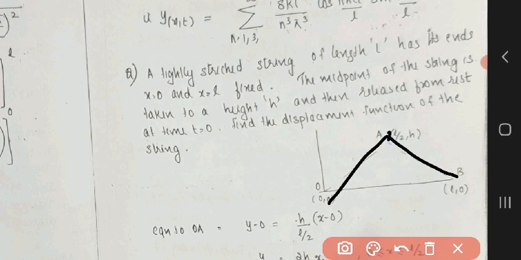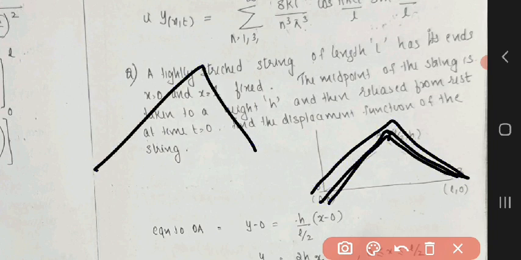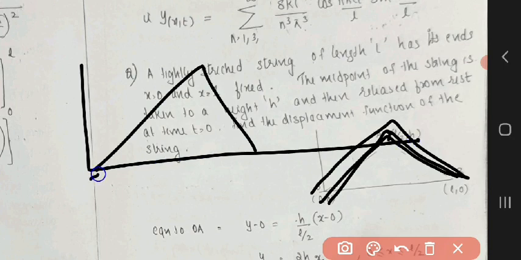So what is your initial velocity? Released from rest means the initial velocity should be 0, so g is 0. So what is the initial displacement? Is it 0? No, never, because if both the initial velocity and initial displacement are 0, our value will be 0 only. So what is your initial displacement? This is the initial graph, the initial shape of our string.